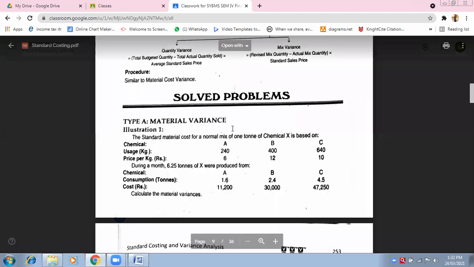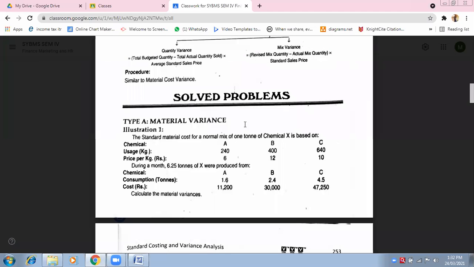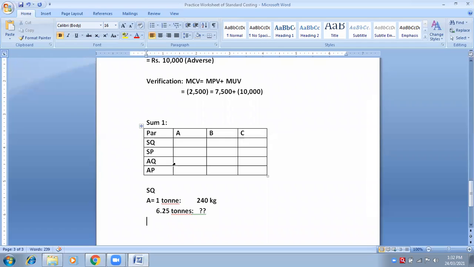See, it is written here. 1 ton, look at the cursor. 1 ton is equal to 240 kgs for A. Therefore, actually 6.25 tons are produced. So for 6.25, how much would be needed? Come on, quickly, 240 into 6.25. Somebody please help me out with your calculators. 38.4. 38.40 kgs.